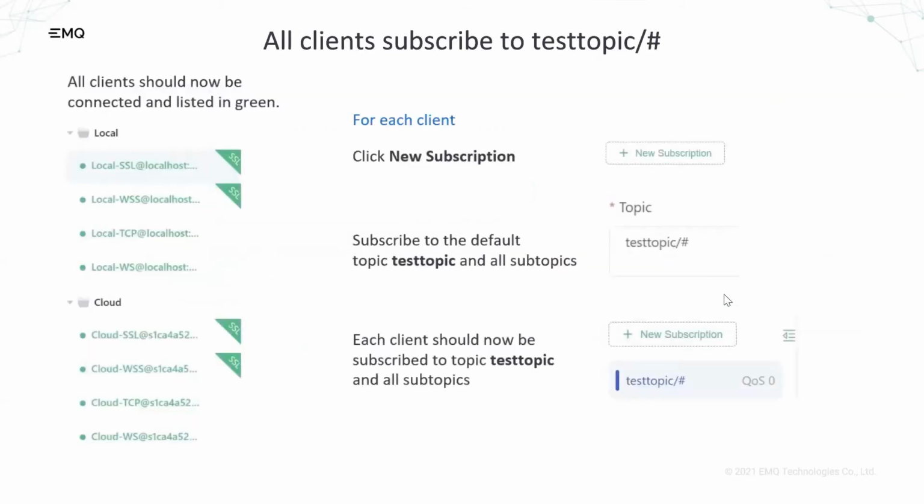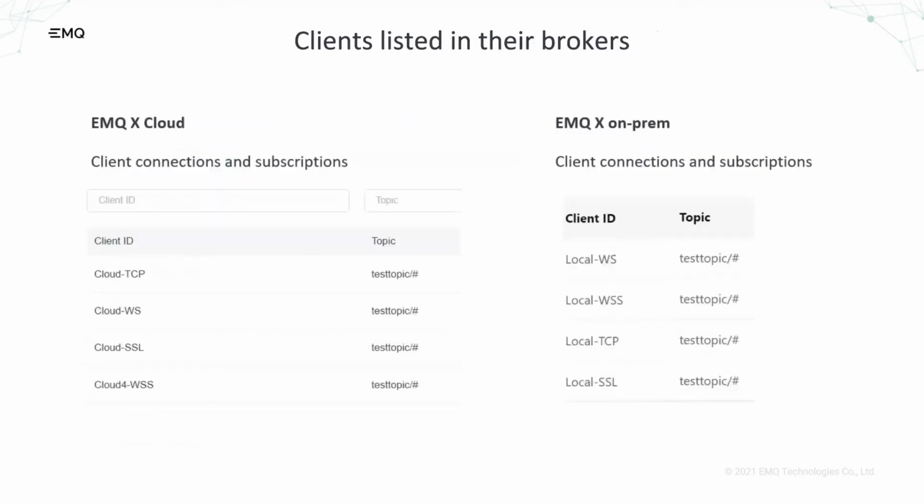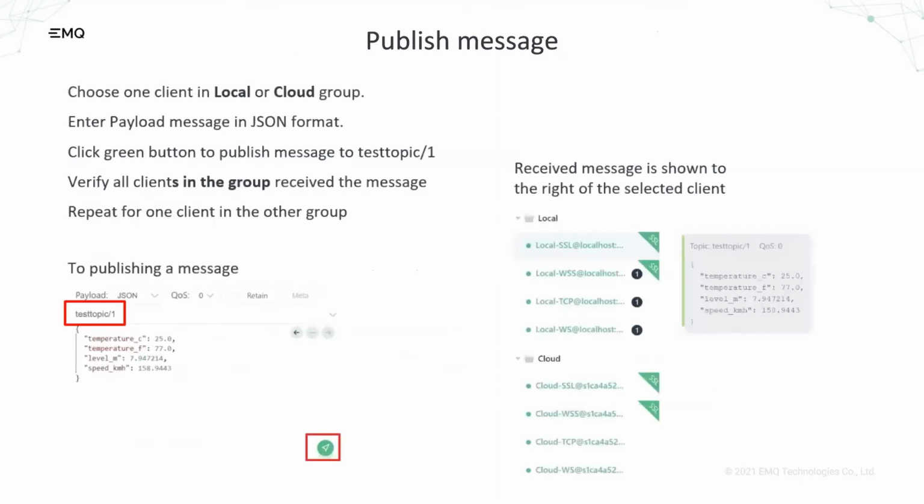Then what we'll do in the tutorial is have each client subscribe to the same topic, test topic, which is the default topic when you subscribe. Then we'll verify that the clients are listed in the respective brokers. And then finally, we'll publish a message and verify that all the clients were able to receive the message. Because the brokers aren't connected, it'll be just the clients in the respective brokers.